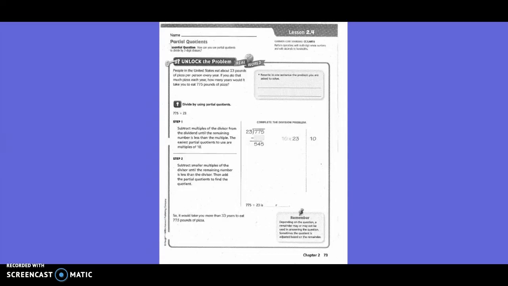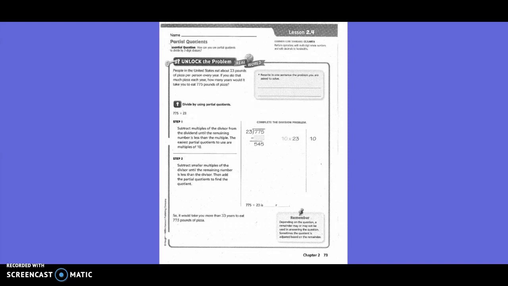5th grade, Chapter 2, Lesson 4, Partial Quotient. So like I just told you, this will be kind of like what you did last year with your multiplication when you did partial products. This time we're going to do it with partial quotient, so it'll be with division instead of multiplication.